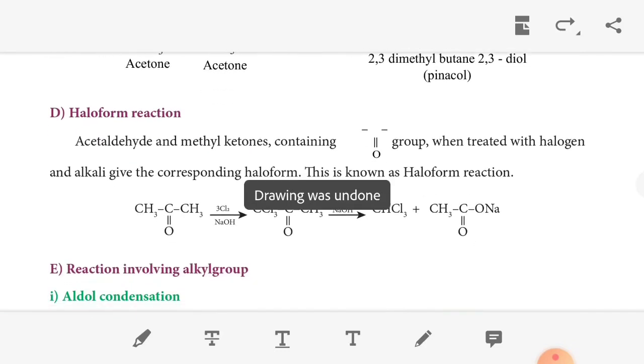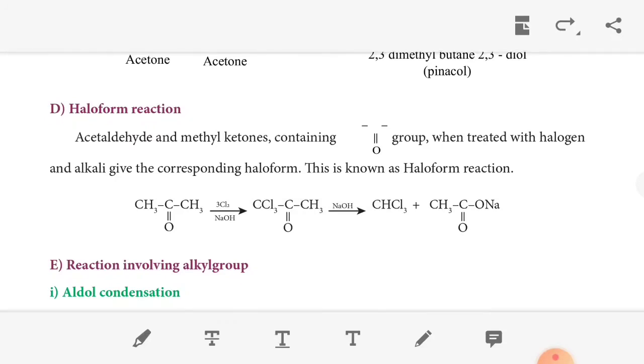Okay, the next one, haloform reaction. Acetaldehyde and methyl ketones containing the C double bond O group, when treated with halogen and alkali, give the corresponding haloform. This reaction is called the haloform reaction. So here acetone with Cl2 and NaOH forms the CCl3 compound, CCl3COCH3, and in the presence of NaOH we get chloroform plus CH3COONa, sodium acetate. This is called the haloform reaction.